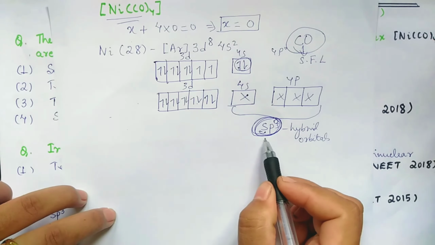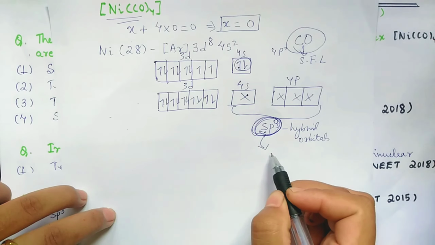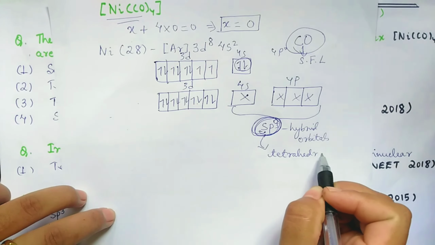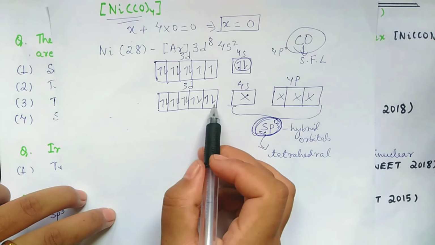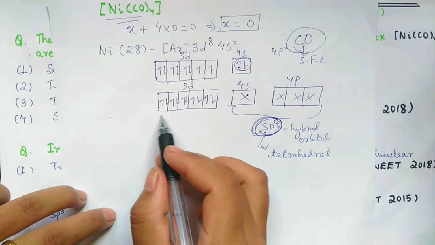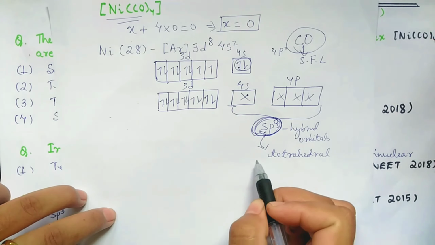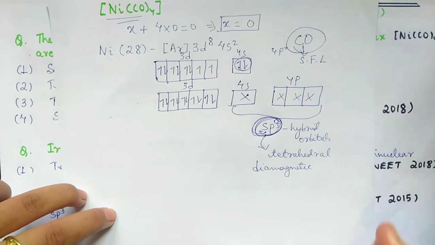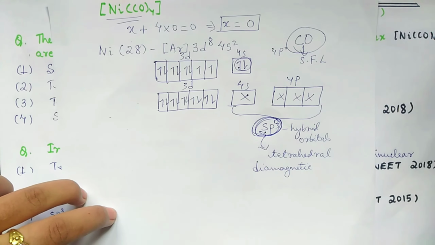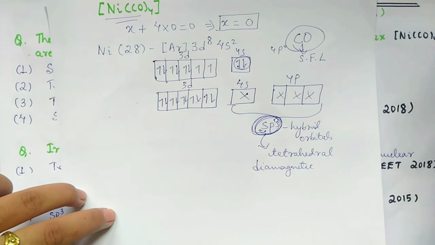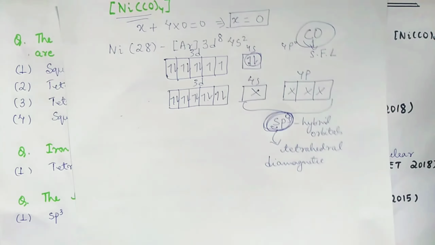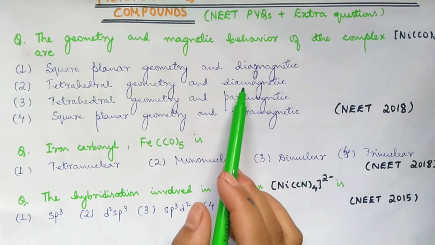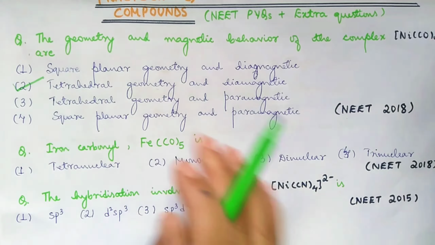If the hybridization is sp3, what would be the geometry of the complex? Tetrahedral. Now if you look here, all the electrons are paired up, right? There are no unpaired electrons. So the complex is diamagnetic because no unpaired electrons are there. So what would be the correct answer? Geometry, it is tetrahedral. Magnetic behavior, it is diamagnetic. So the correct answer would be tetrahedral and diamagnetic. 2 is the correct answer.